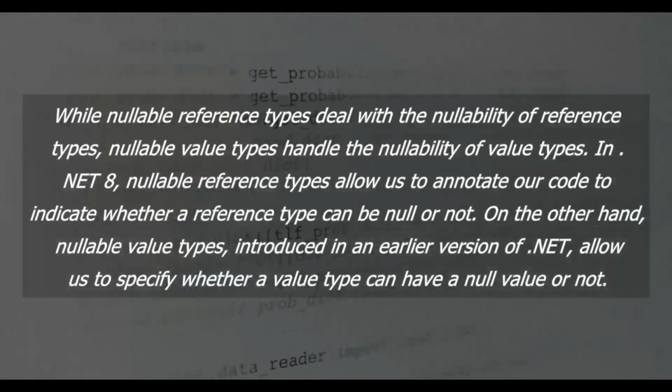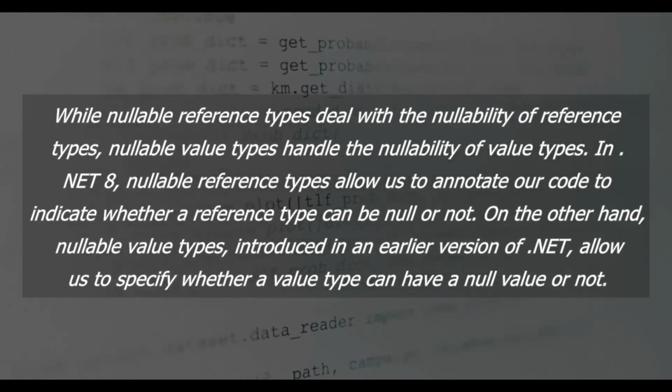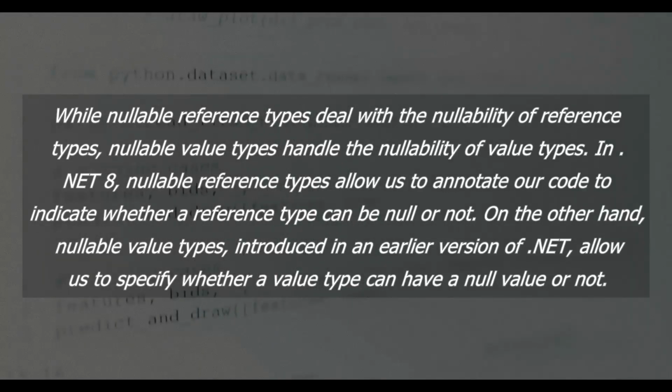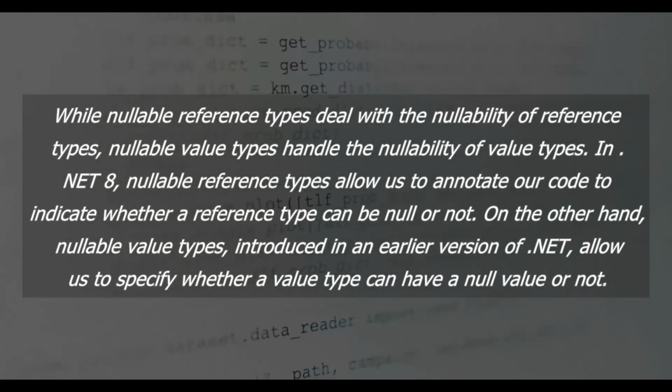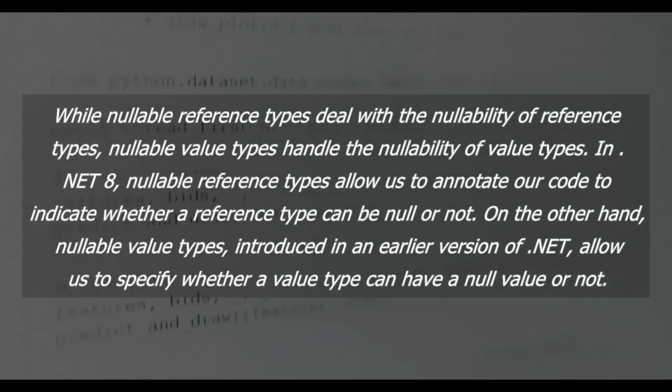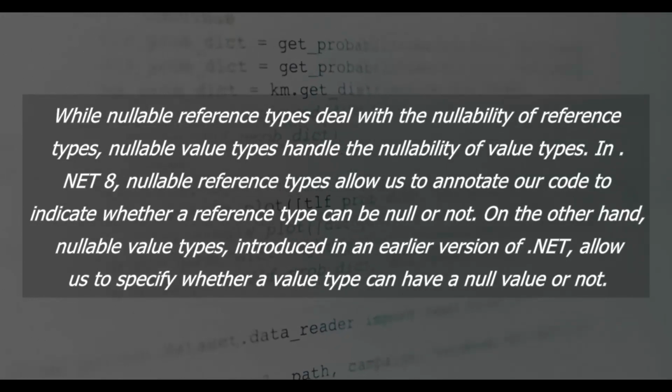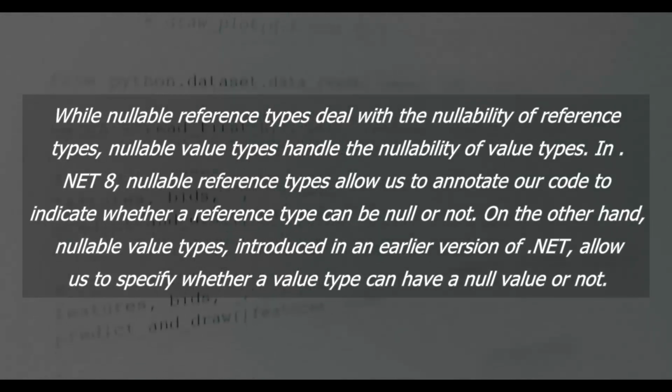Difference between nullable reference types and nullable value types. While nullable reference types deal with the nullability of reference types, nullable value types handle the nullability of value types. In .NET 8, nullable reference types allow us to annotate our code to indicate whether a reference type can be null or not. On the other hand, nullable value types, introduced in an earlier version of .NET, allow us to specify whether a value type can have a null value or not.